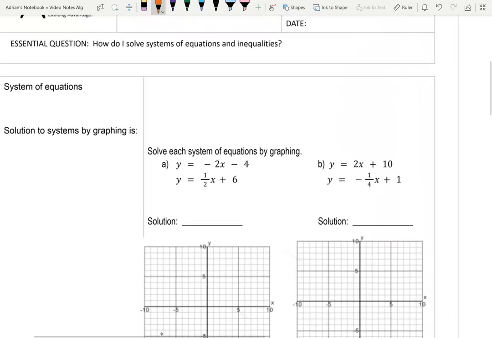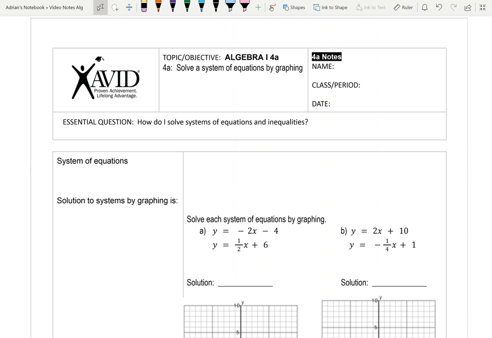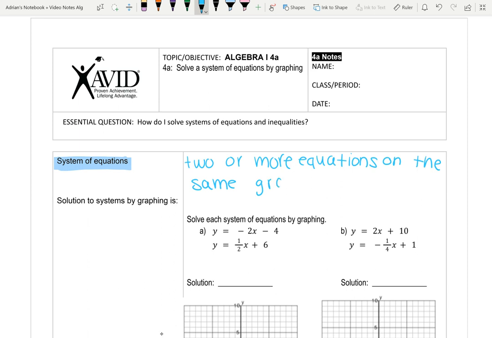These are notes for 4A, which is the first section in Unit 4, over solving a system of equations by graphing. So the first thing we're going to do is define what is a system of equations. A system of equations is when you have two or more equations on the same graph. So we're going to graph two lines on the same graph, and their solution is the point where they intersect.